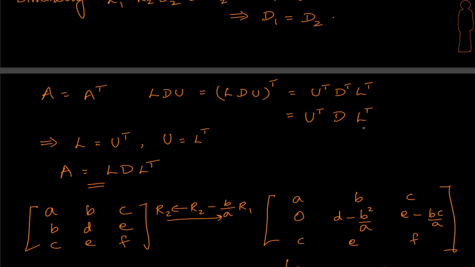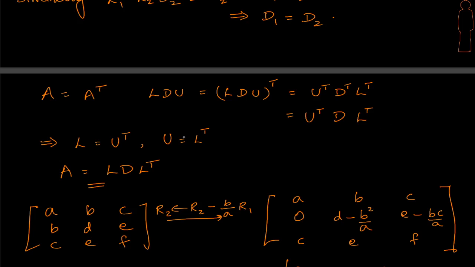This is another set of factors for the same matrix A. How do I say this is another set of factors? Because U is upper triangular, U transpose will be lower triangular. L is lower triangular, L transpose will be upper triangular, and therefore U transpose D L transpose will definitely be another set of factors for A.